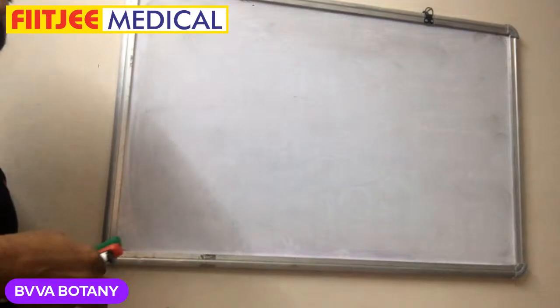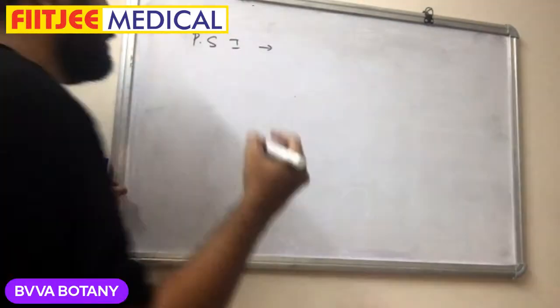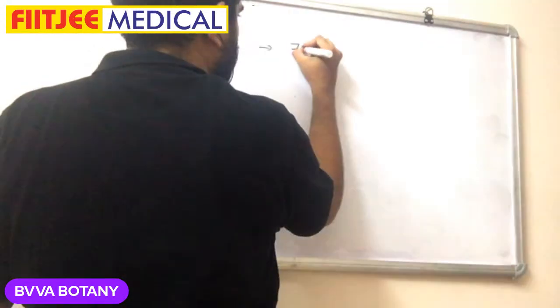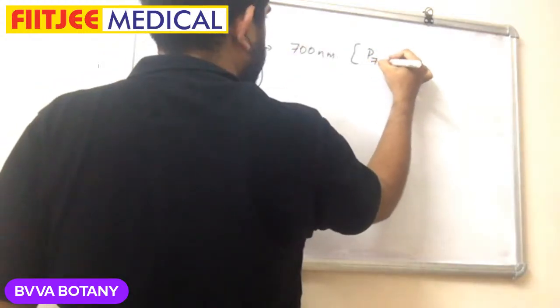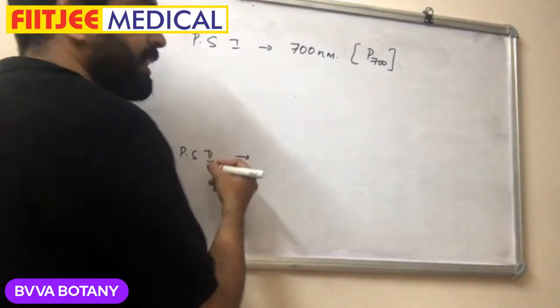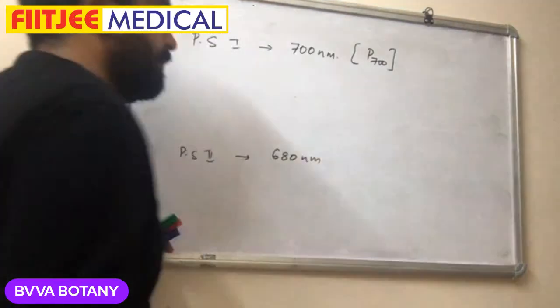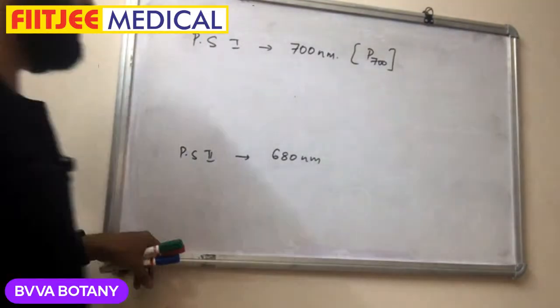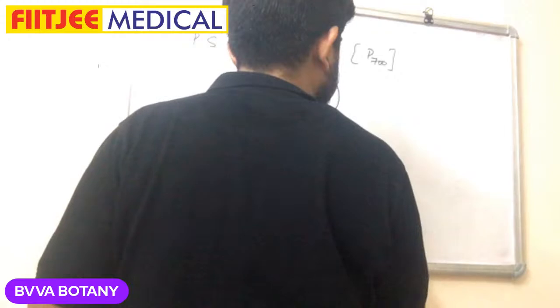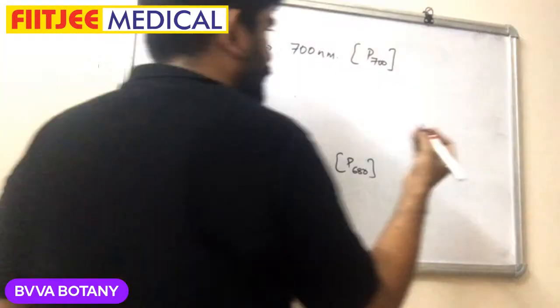So photosystem 1 is actually getting activated at 700 nanometer. So that's why it can be written as P700. Photosystem 2, on the other hand, is getting activated at a comparatively lower wavelength, around 680 nanometer. So that is why we write it as P680. Now, let's say I draw a structure of a thylakoid here.